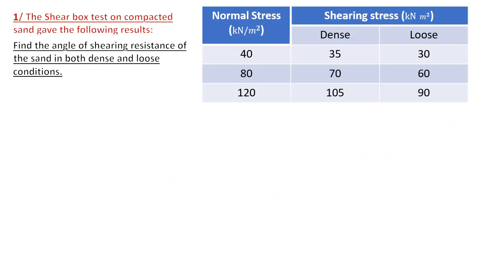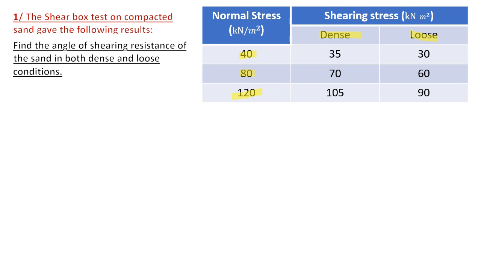So now let's deal with our solved example. It's a very easy one. We have 3 direct shear box tests done on sand for 2 states. In the first state the sand was dense, and in the second state the sand was loose. For the three tests, you have applied a normal stress on the soil sample of 40 kilopascal, 80 kilopascal and 120 kilopascal.